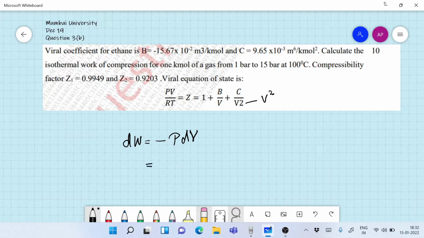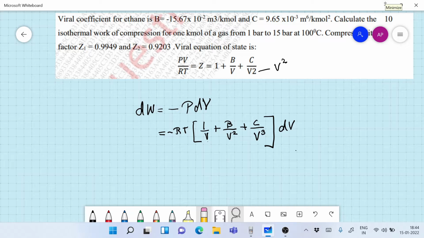So let's replace P now, and that's fairly simple here. We replace it as RT times 1 over V plus B over V square plus C over V cube, dV, and there's a minus sign here. Now we have the equation for work. Now if we want the work, we have to integrate this equation.